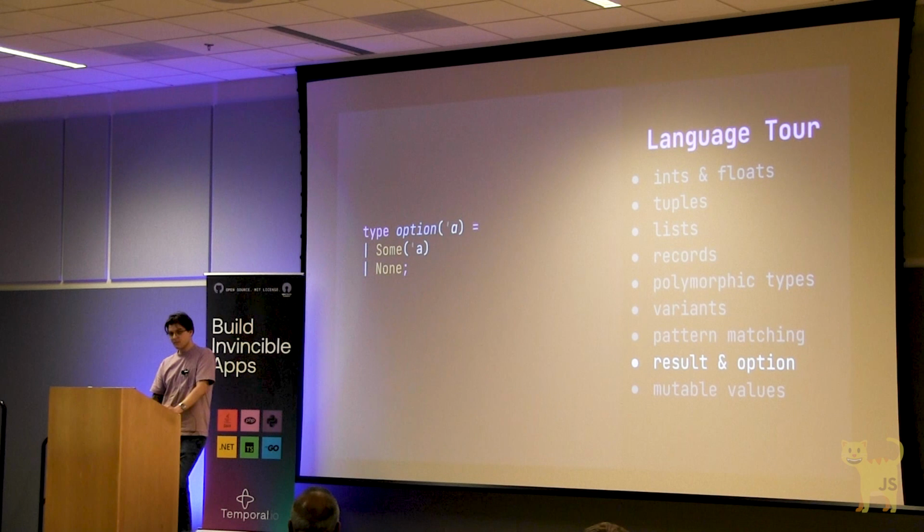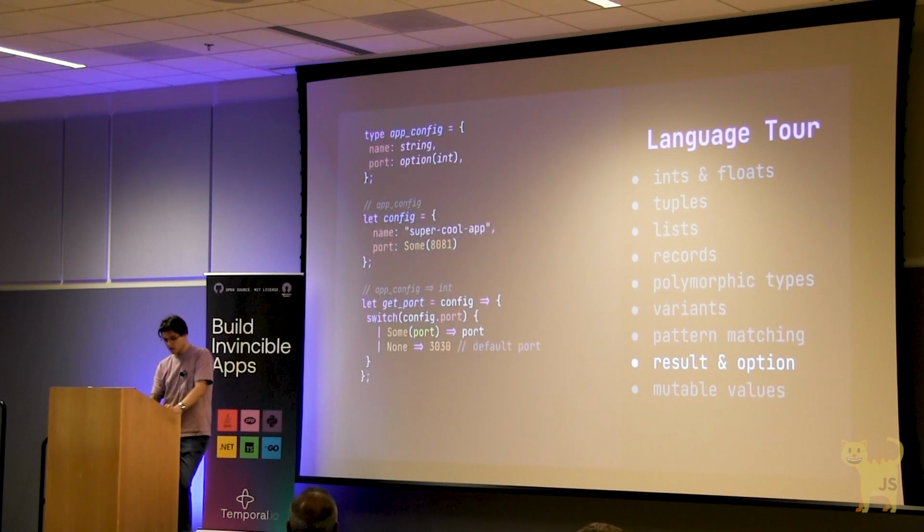Next up is our option type. This is basically how we handle null or undefined. We basically have either a Some of alpha or None. And you can imagine using this when you're starting up a REST API server and you read in a YAML file or a JSON file that has some configuration, right? Like the website's name and maybe an optional port if you want to override the default.